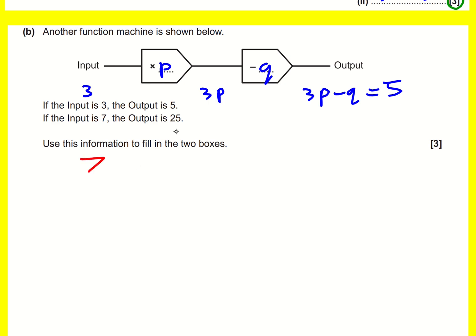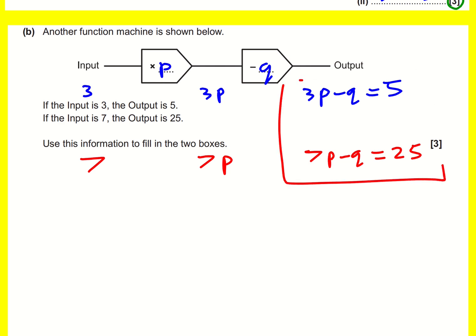If I put in 7, then when I put it through the function machine, I'm going to get 7p. When I minus q from it, I'm going to get 7p minus q, and I'm told that that is equal to 25. What I've created are simultaneous equations. I've got 2 unknowns, 2 equations. Now to solve this, I'm going to write them with the larger numbers at the top.